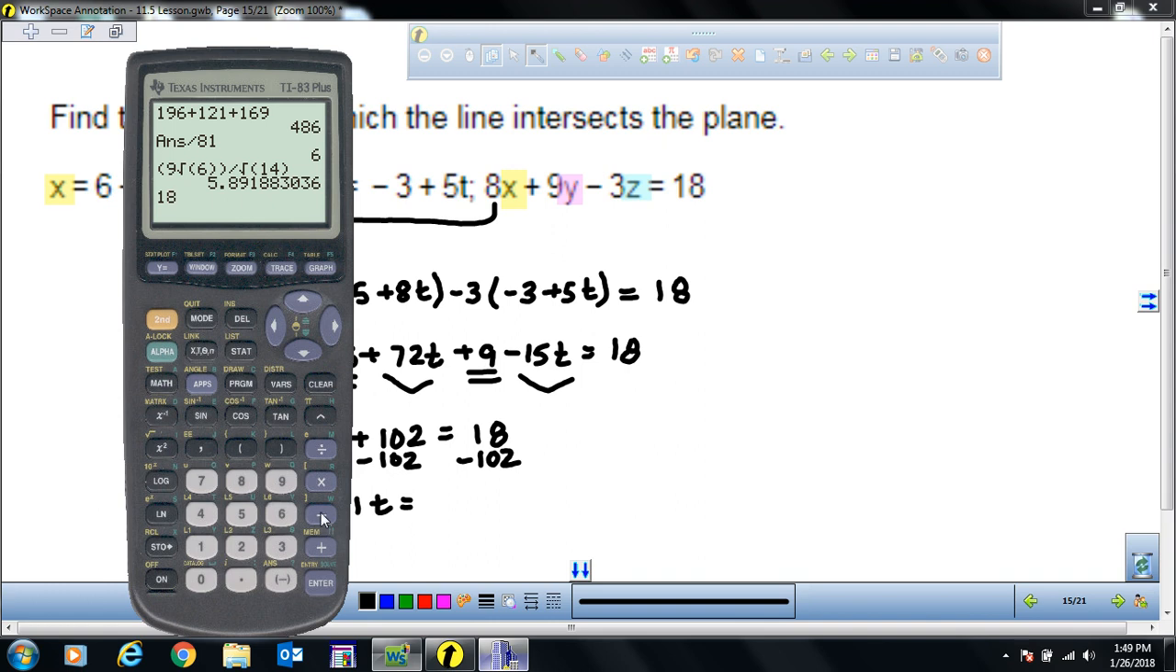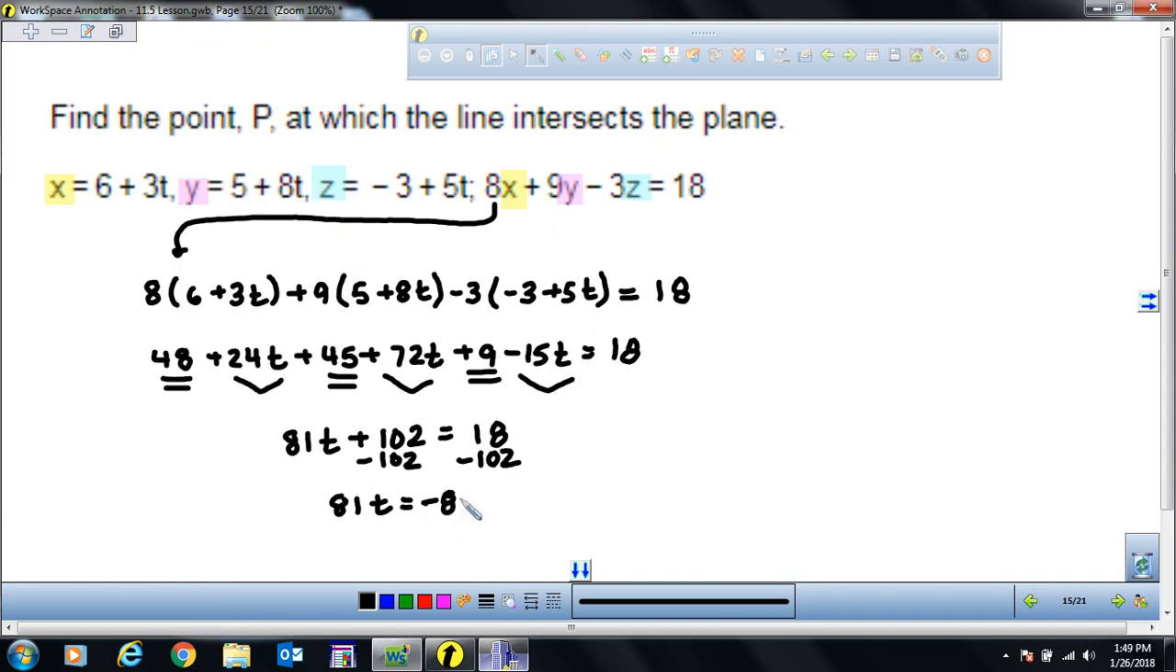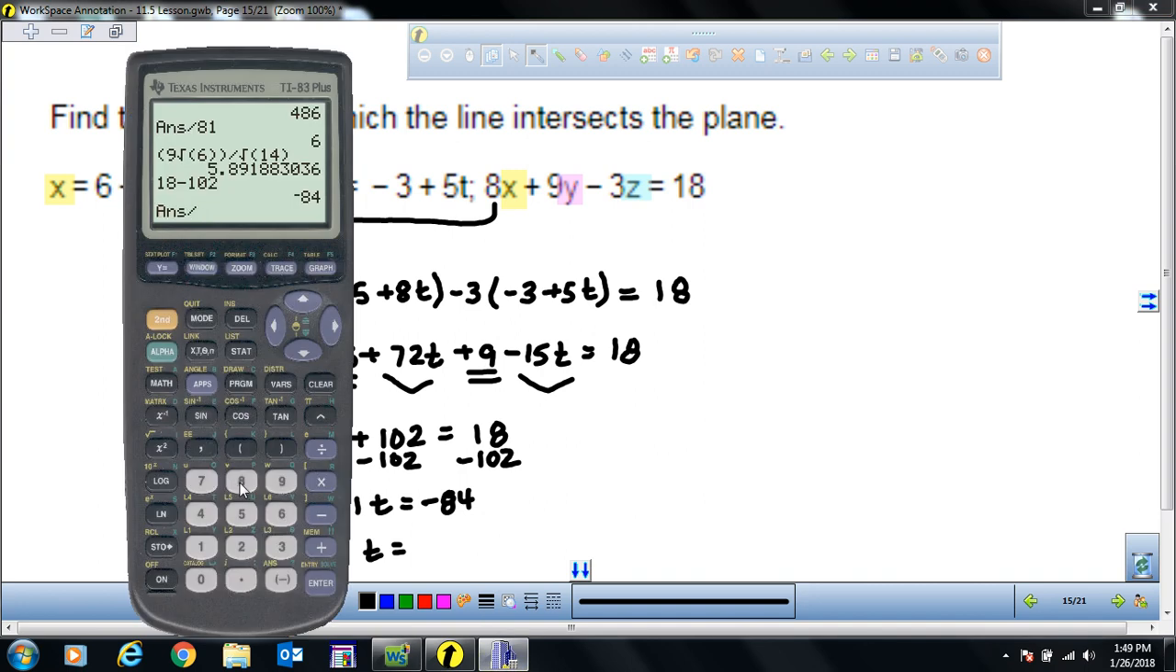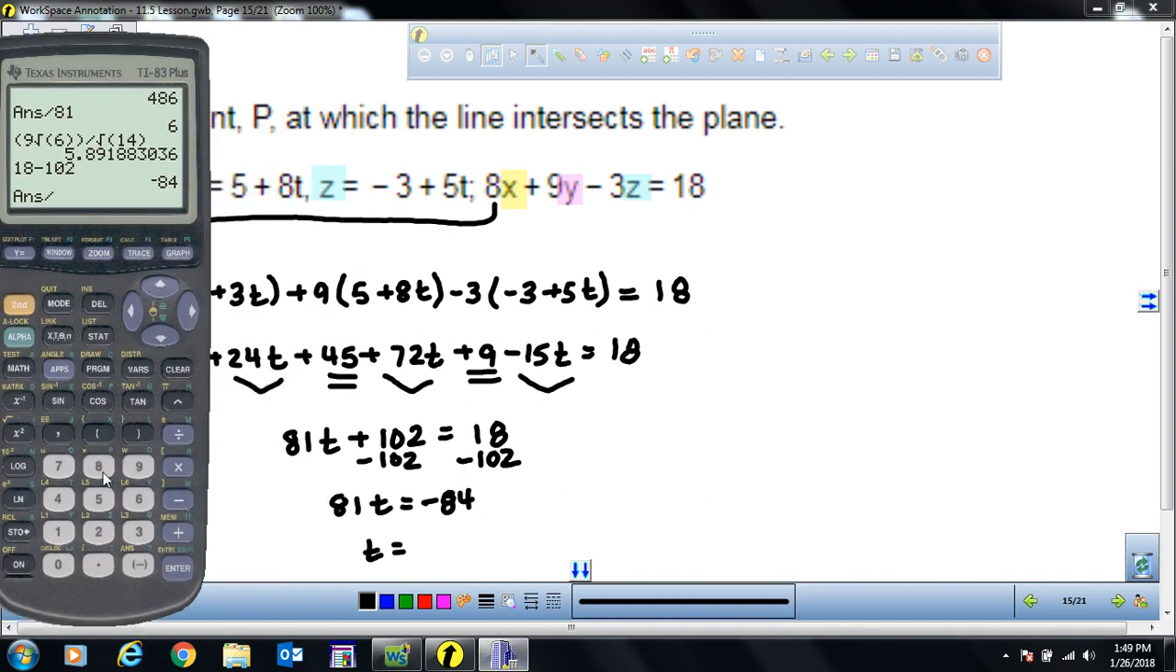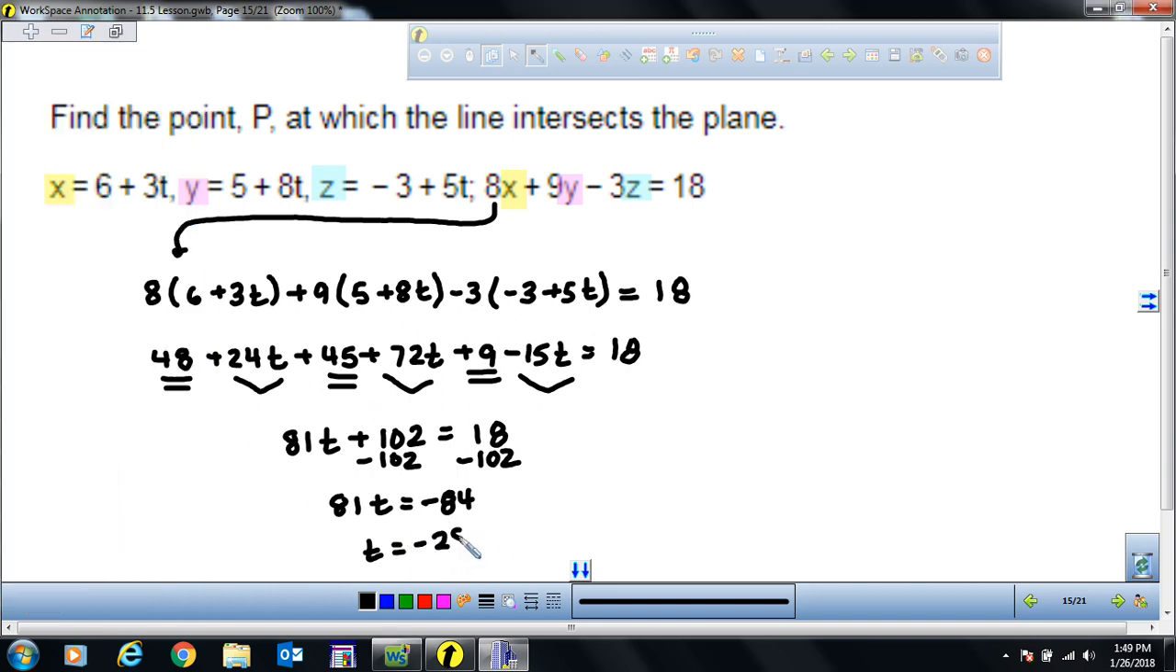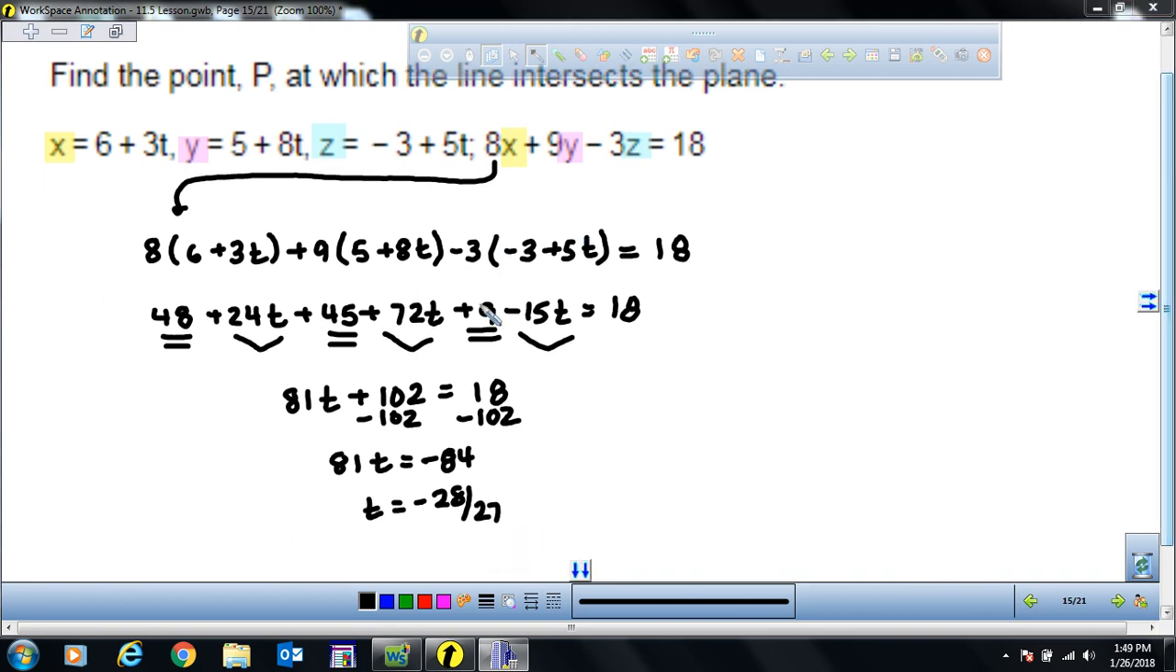Again, right here at the end, we're going to end up with a fraction, but it doesn't matter. So that will give us negative 84 divided by 81. Let's see if we can reduce it. As a fraction, I don't think you can reduce that. Yeah, you can reduce it by 3 actually, and that gives you negative 28 over 27. Okay, so that's the value of t that will create the intersection of this line with this plane.